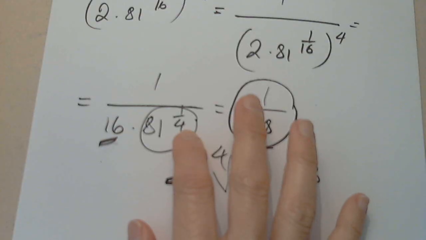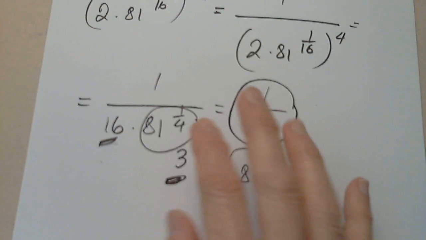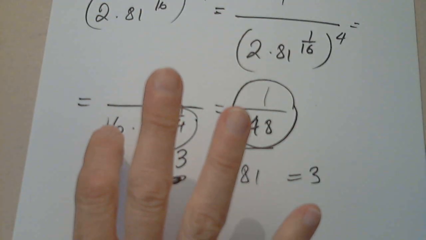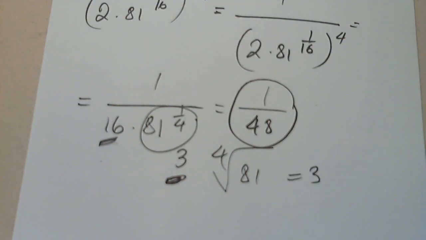A rational exponent means a radical. Which radical? It's the fourth root. The fourth root of 81 is 3. So all you have to do is multiply 16 by 3 to get 48.